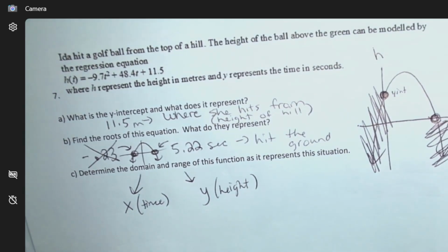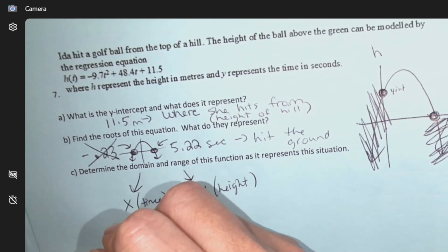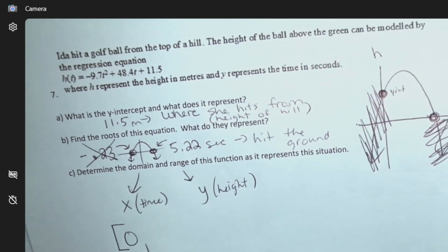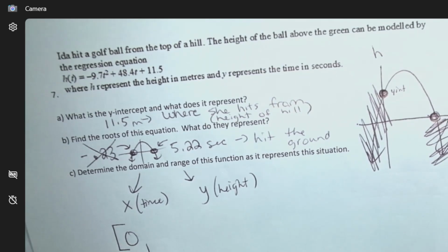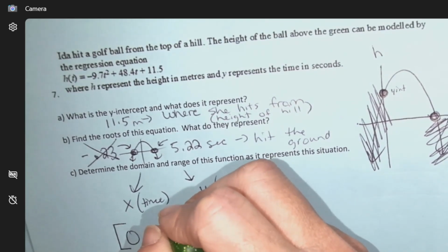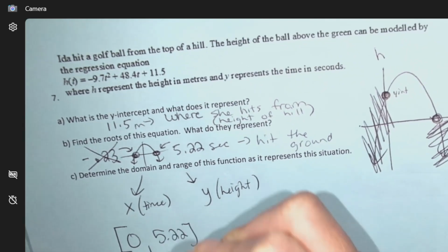Okay, determine the domain, the range. So domain is the x, in this case time, range is y, heights. Okay, where does our time start? Where does our time go to? What's the lowest time we can have? 0 seconds. When do we end the time? 5.22 seconds.